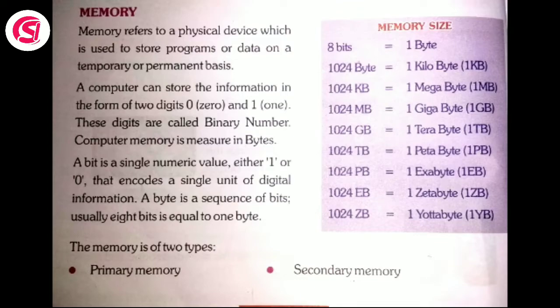You know one thing, a computer does not understand any of your language, neither English nor Hindi or any language. It does not understand. So it stores information in the form of 0 and 1. These digits are called binary number. A bit is a single numeric value, either 1 or 0. A bit can hold only one of two values, 0 or 1.